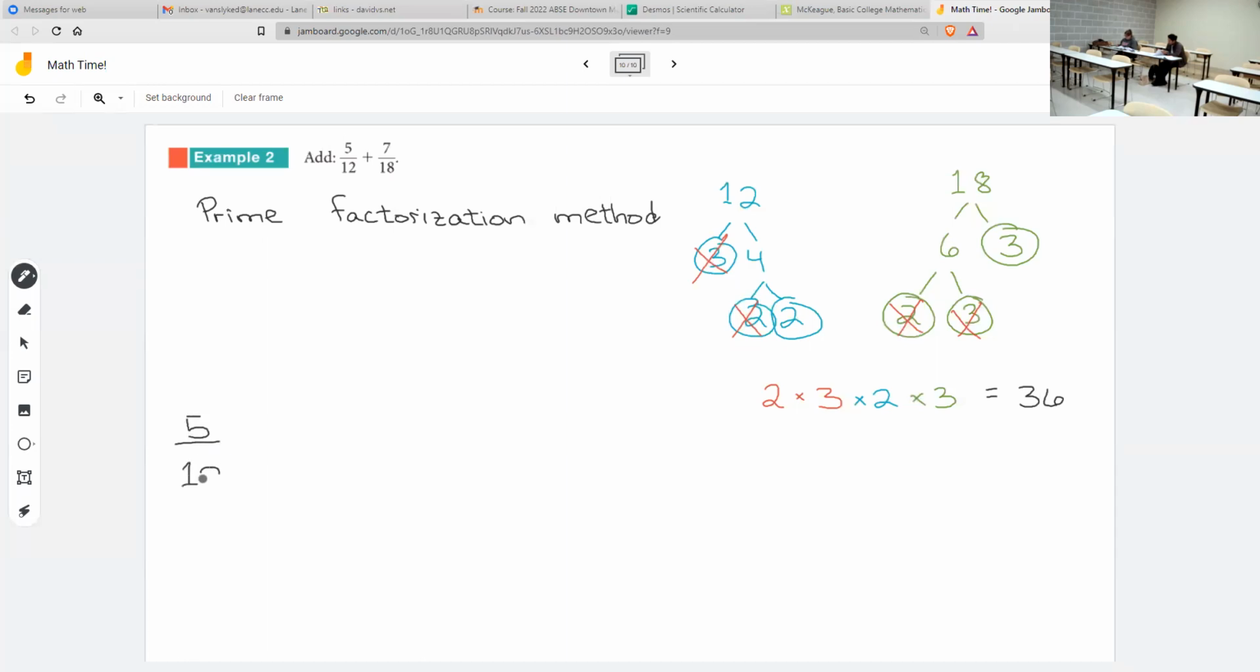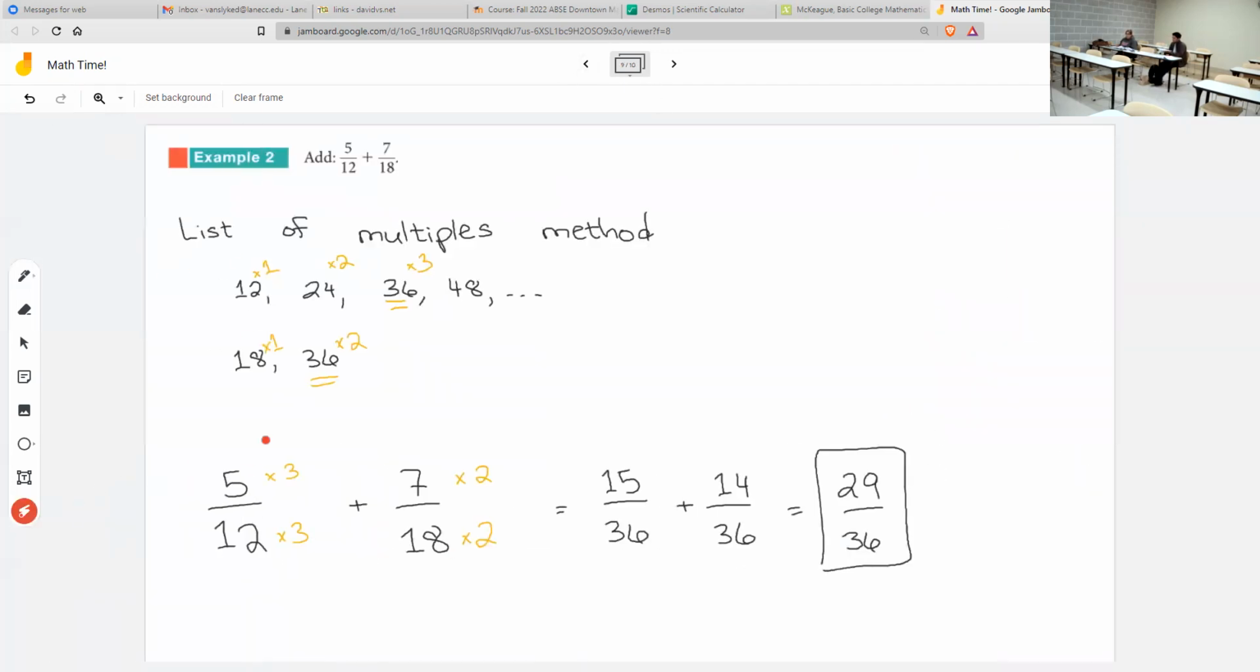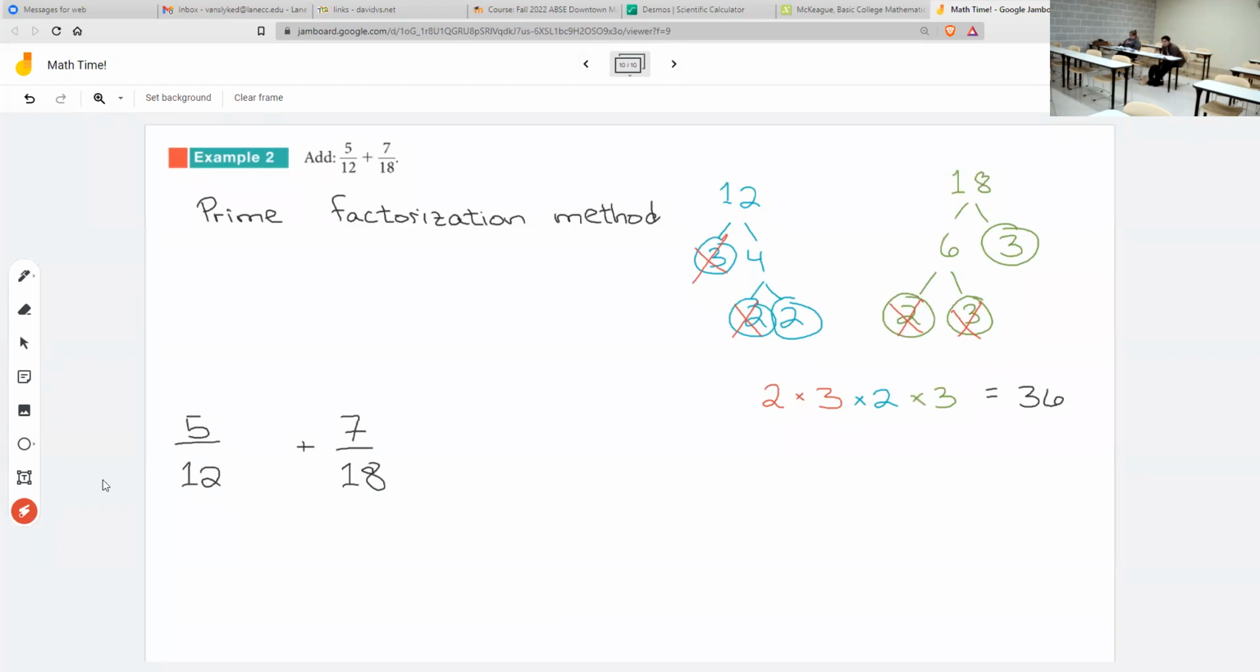5/12, leave some space, 7/18. Before, we got the times 3s and the times 2s by counting along our lists. Where do they come from now? Well, this 12, this was the blue tree, right? This is our blue fraction. So we need to add to it what it didn't have. What was it missing? It was missing the green 3. You can see that 12 times 3 is now 36.